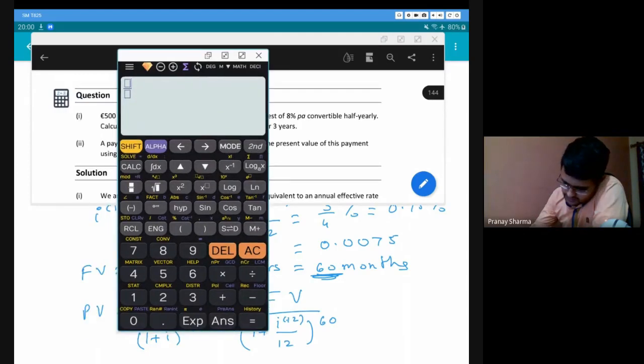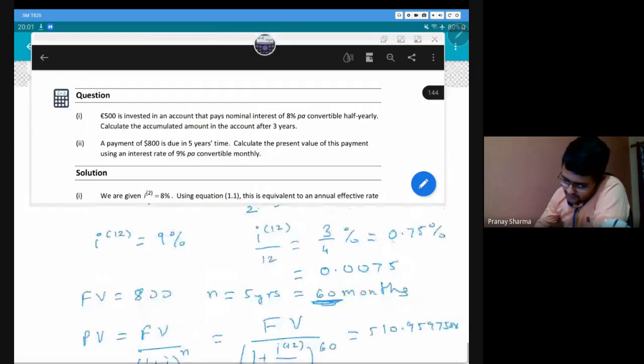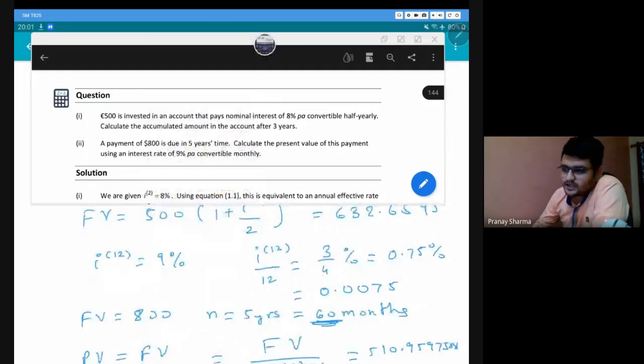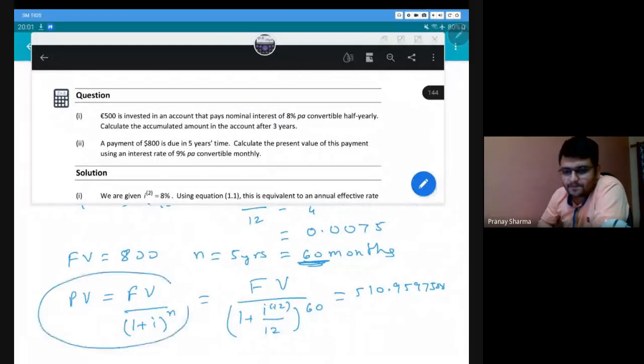What was our future value? 800. 800 upon, we'll have 1.0075 raised to 60. The present value is 510.9597588. Another homework: convert your I12 into I, and then find the same present value using this formula. Okay. You should get the same answer.